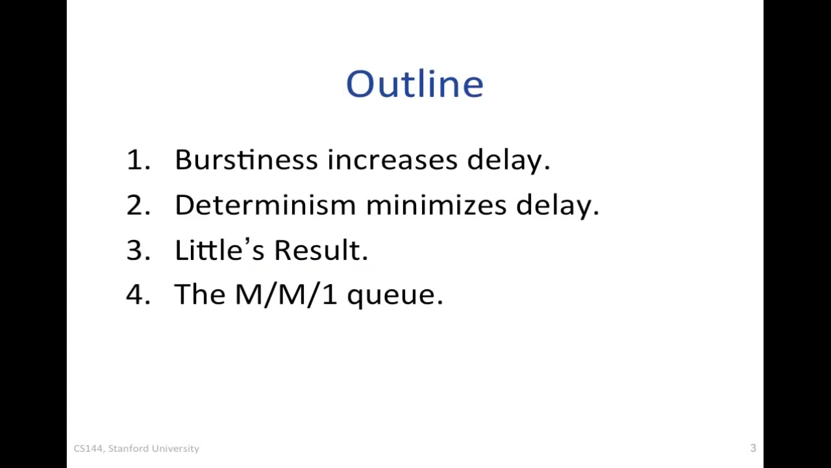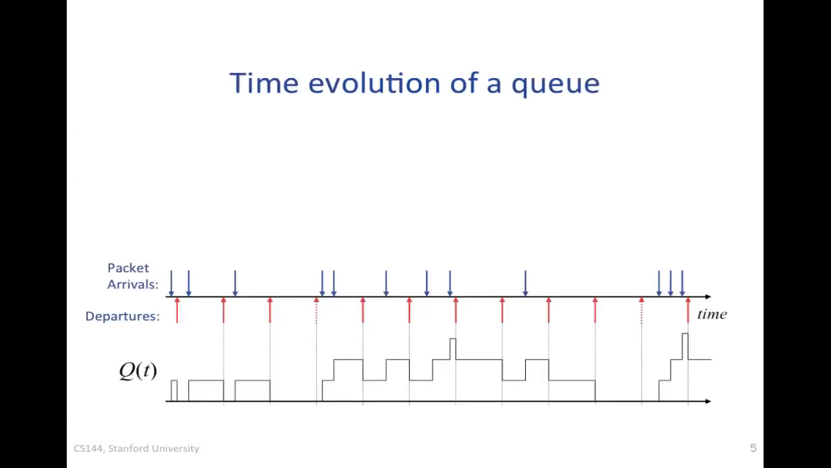So I'm going to go through a set of properties. I'm going to be starting with this one here, that burstiness tends to increase delay. And it's at this level that I want you to remember these properties. The details, the mathematics, we're not going to worry about so much. I want you to understand these basic intuitive properties of queuing systems. So it all comes down to the way that the queue evolves.